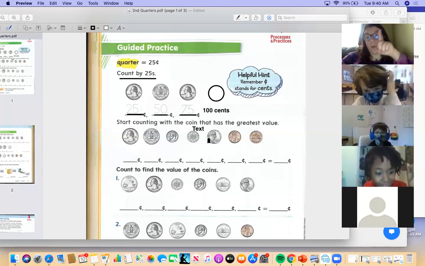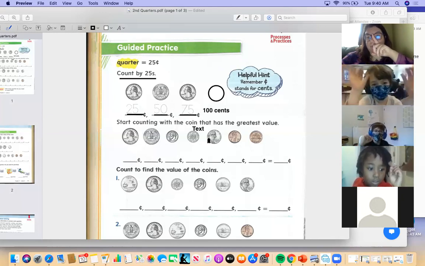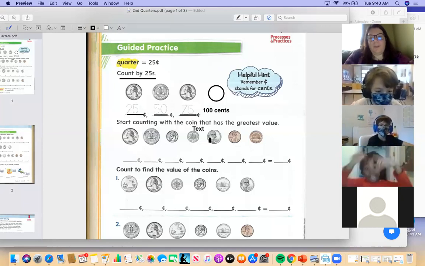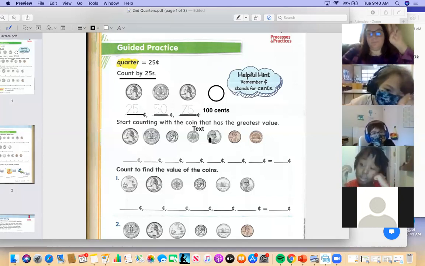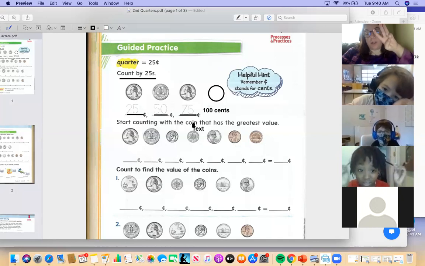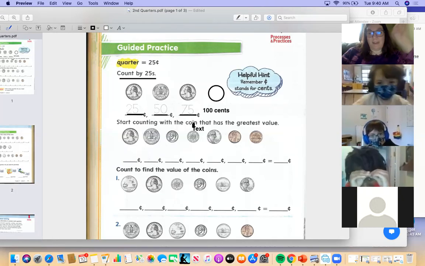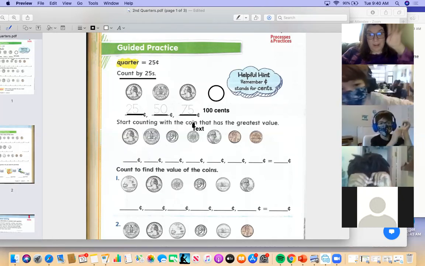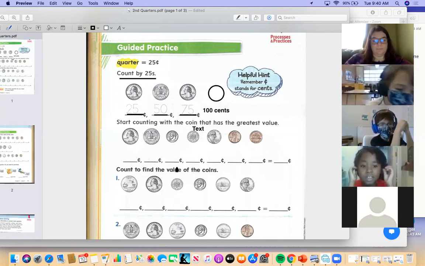So if I have one quarter, how much money do I have? 25 cents. Yeah. If I have two quarters, how much money do I have? 50 cents. If I have three quarters, how much money do I have? 75. And if I have four quarters, I have 100 cents. 100, and we also call that $1.